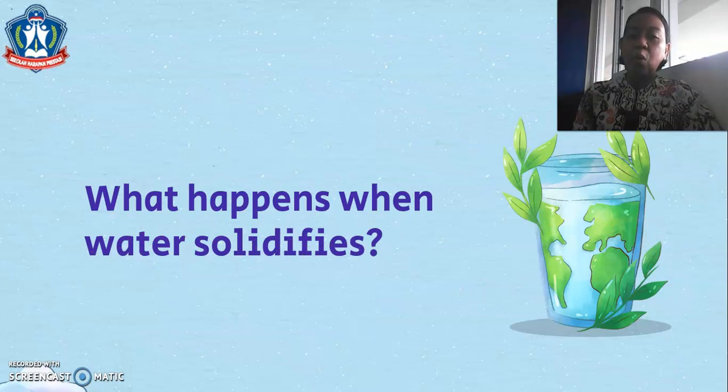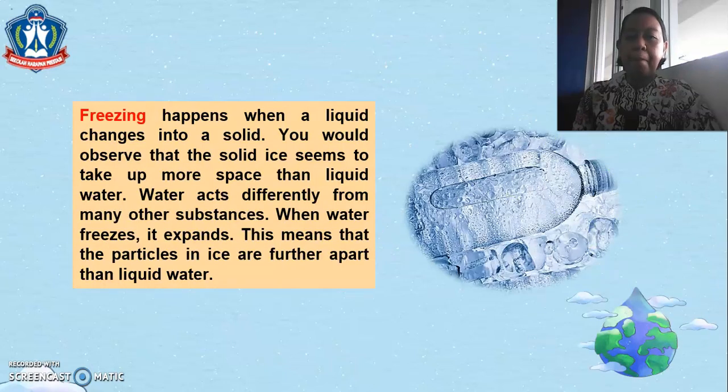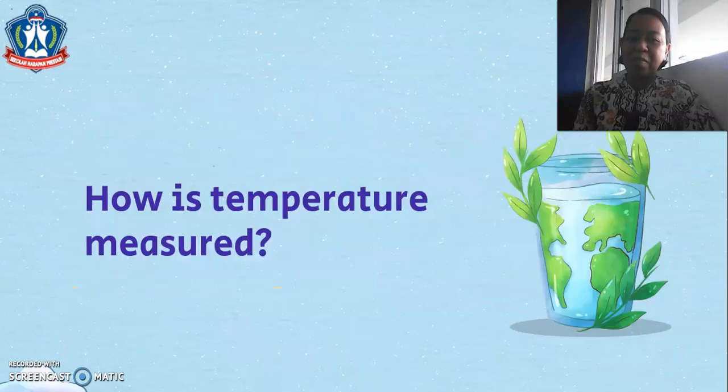Next topic, what happens when water solidifies? Freezing happens when a liquid changes into a solid. You would observe the solid ice seems to take up more space than liquid water. Water acts differently from many other substances. When water freezes, it expands. This means that the particles in ice are further apart than in liquid water.